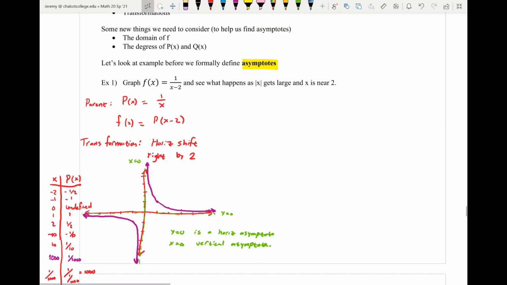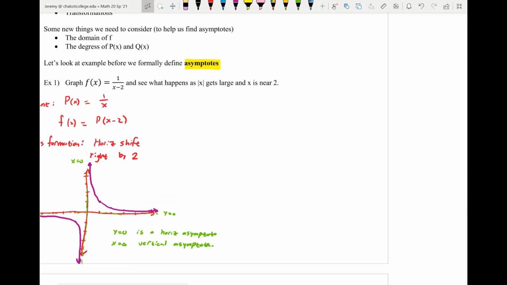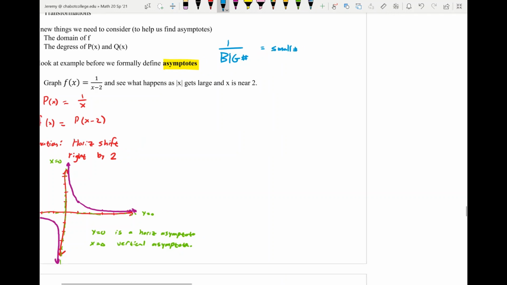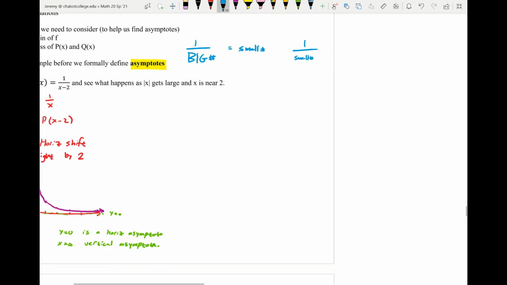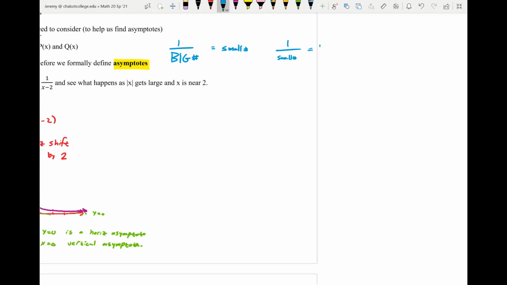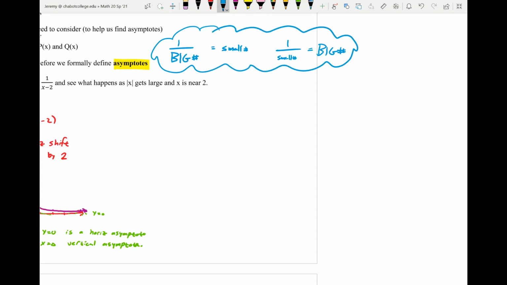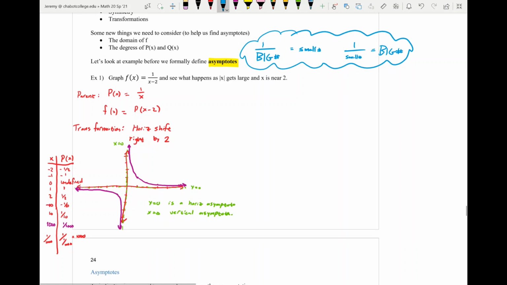Okay, and this is some pretty interesting behavior, and this all stems from the fact that if we have 1 divided by a really big number, this gives us a really small number, right? And similarly, if we have 1 divided by a really small number, like 1 divided by 1,000th, we just get 1,000, so we get a big number. Okay, so this is the principle that determines this really interesting behavior of rational functions.